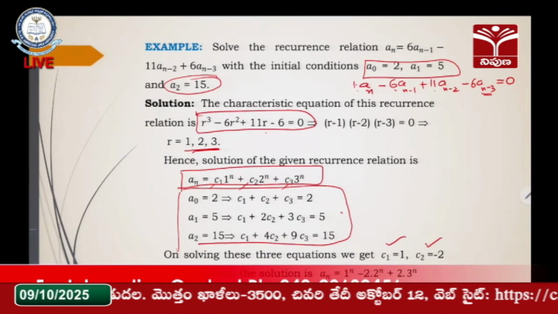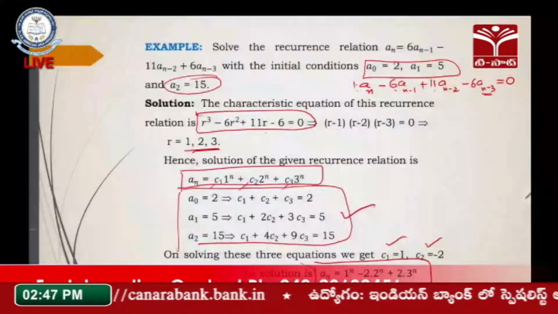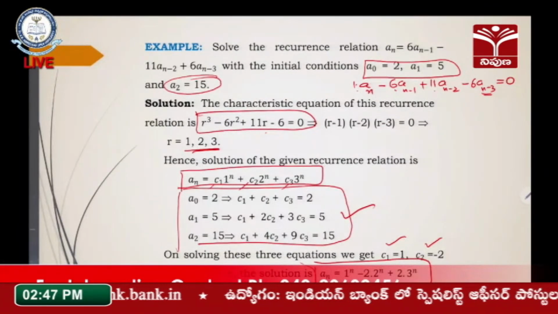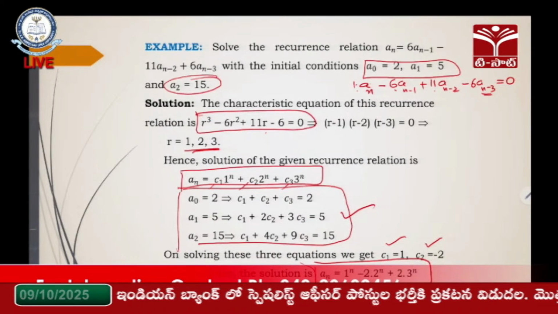One can do this algebraic manipulation, right? Simple calculations, elimination process, C1 2, C2 minus 2 and C3 value 2. Hence, substituting all the C1, C2 values, this is the solution of the recurrence relation. What is the recurrence relation? Higher order, higher degree recurrence relation, third degree.